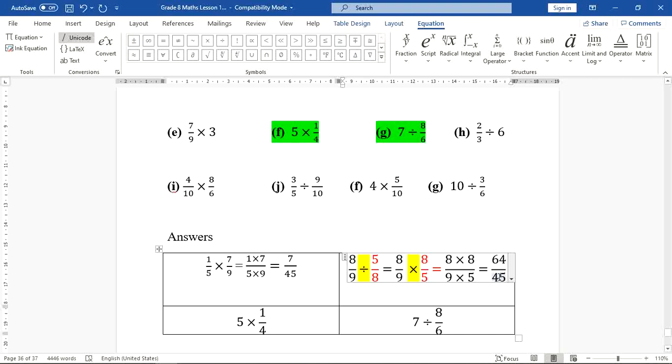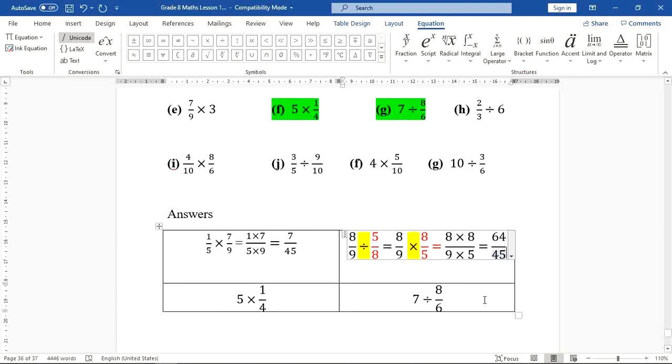Okay, is there any highest common factor of 64 and 45? Nope, so we stop right there. Okay, so dividing a fraction is extra work, because you must change this to multiplication and use the reciprocal of 5 over 8, the second fraction. Now let us look at the next one.